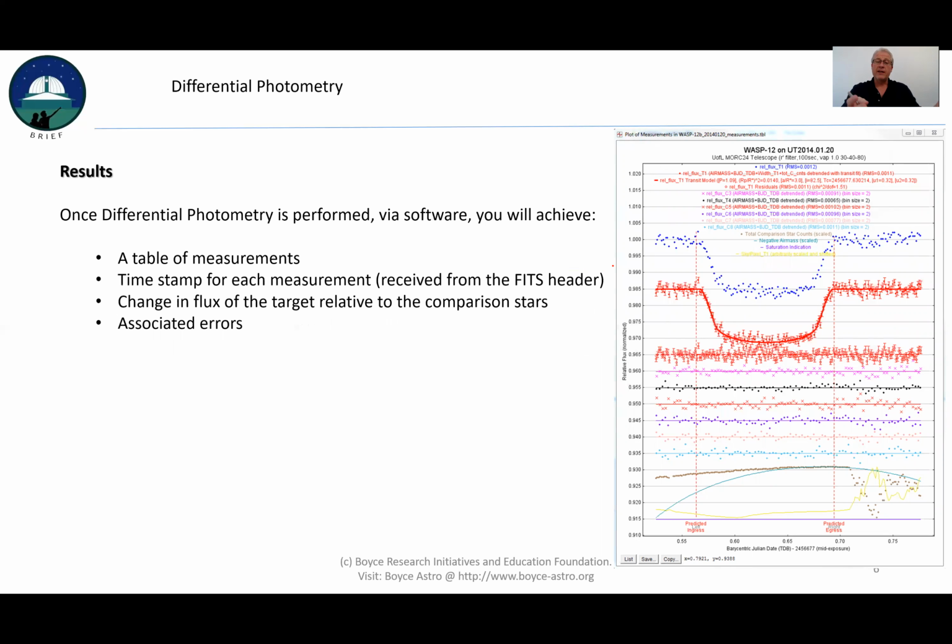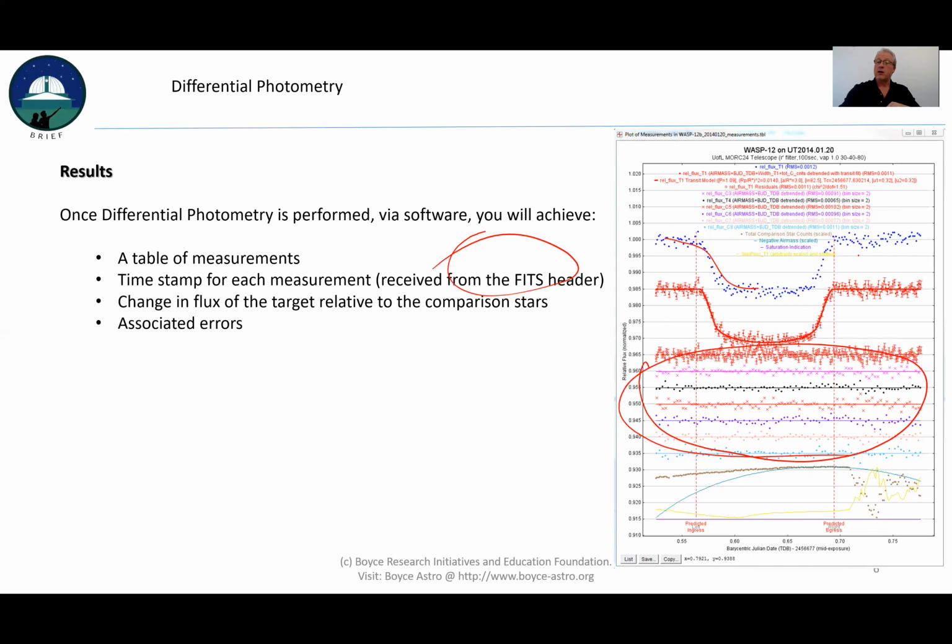Once it's performed via software, you can achieve a table of measurements from these results. You will get a timestamp for when the measurement was received. That is from the FITS header. You'll see the change in the flux of the target relative to the comparison stars and what the associated errors are. Here are a series of comparison stars, and notice how stable they are.